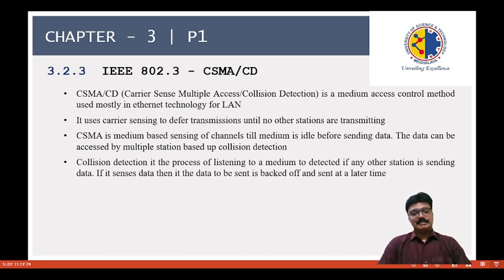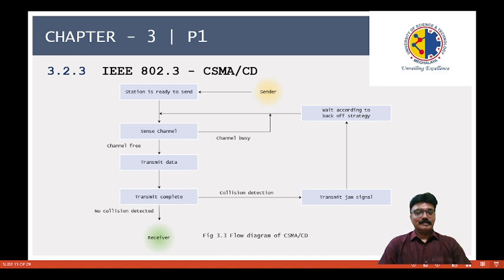So by using a simple flow diagram, we can understand this very easily in our next slide. Yes, so CSMA/CD. Here we can see the sender is ready to send the data. So first it senses the channel. If the channel is busy, wait according to the backoff strategy. If the channel is free, the data will be transmitted. Once the data is completed and no collision is detected, then the receiver will receive the data.